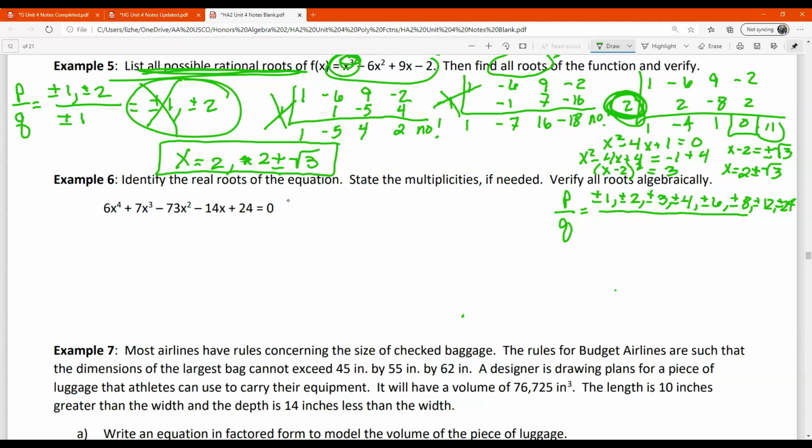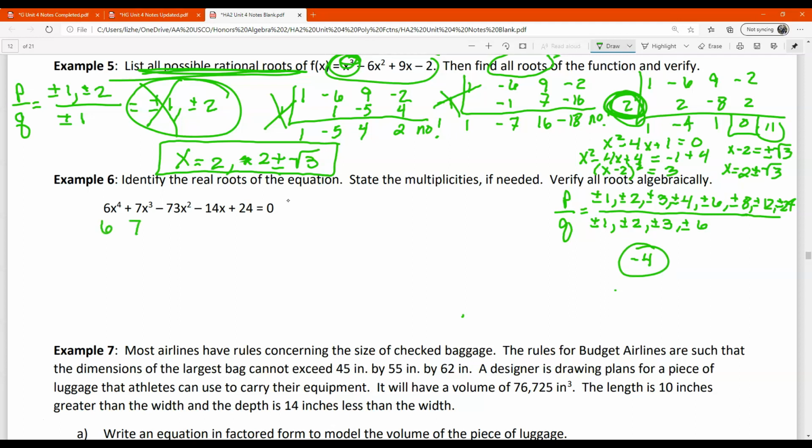Q, the leading coefficient, is 6. So I have plus or minus 1, plus or minus 2, plus or minus 3, plus or minus 6. There are a lot of options there. So pull out your graphing calculator and put that in, and you're going to see that -4 is a possible root. So I'm going to start with that.